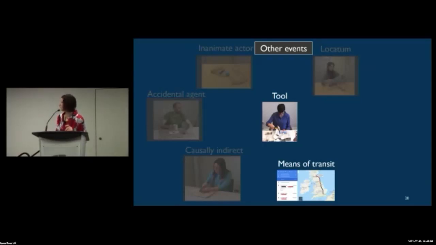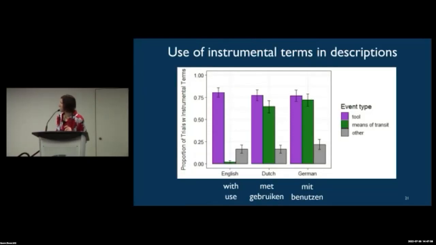Okay. So now we see a big difference between the languages, where in Dutch and German, it's fine to use met and mit, the translational equivalents of English with, to talk about taking a train. In English, it's not so good to say, I went there with a train, but that is the standard way of talking about this in Dutch and German.